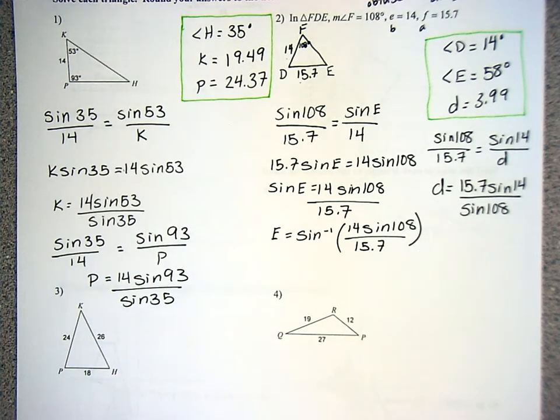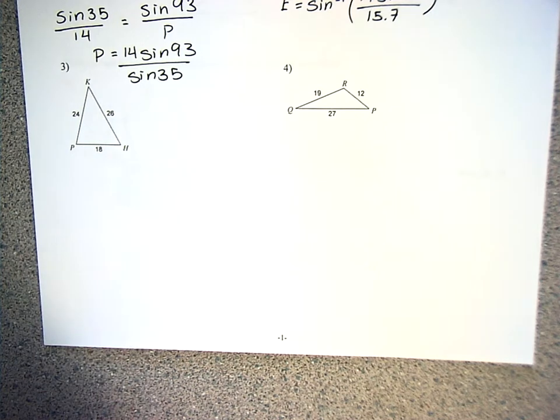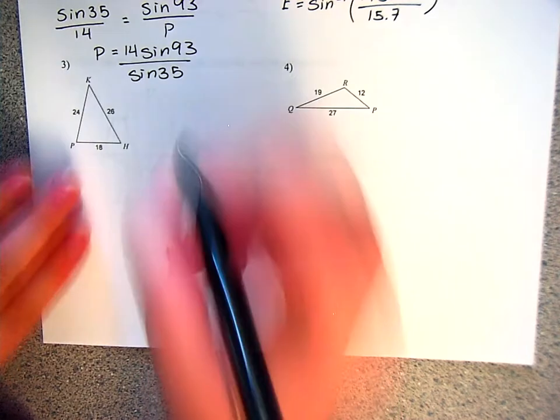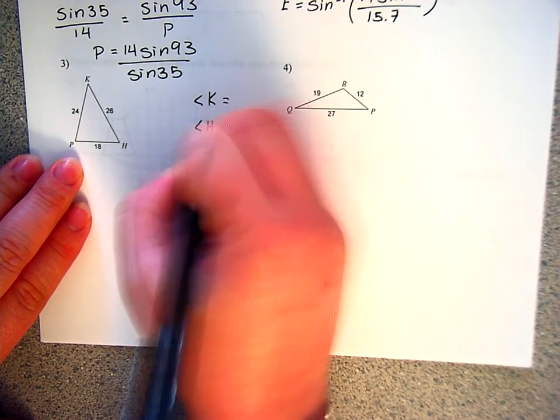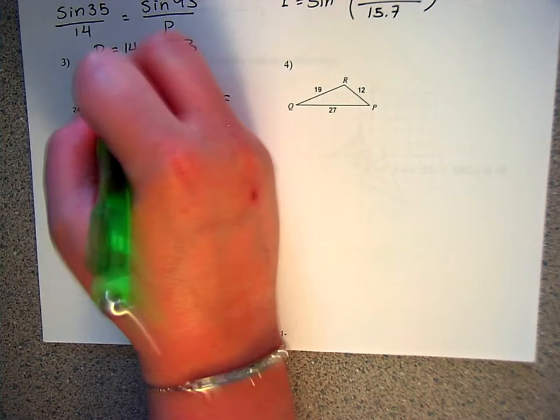Moving on to 3 and 4. So now I have side, side, side on 3 and 4. So that means I'm going to be using law of cosines. So what I'm looking for is to find all the three angles. So I'm going to need to find angle K, angle H, and angle P. Remember, I start with the largest side. So the largest side is 26.